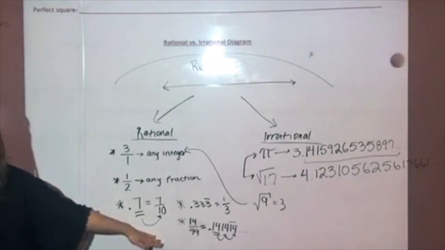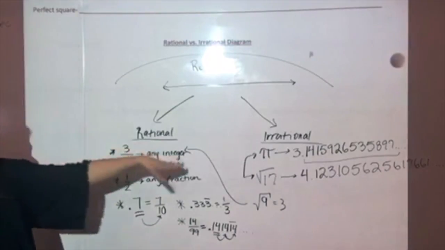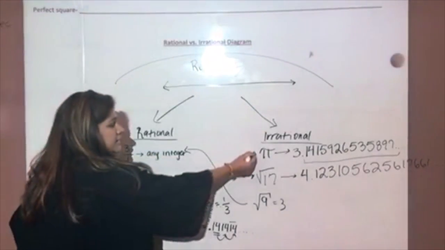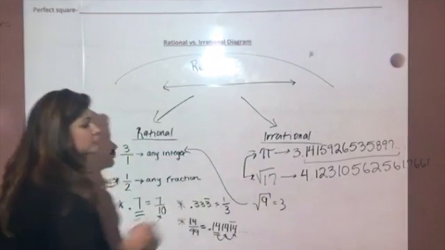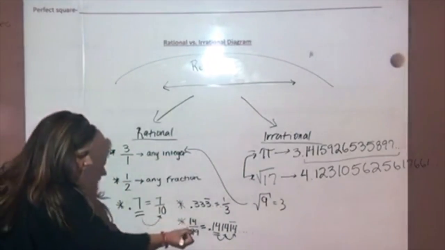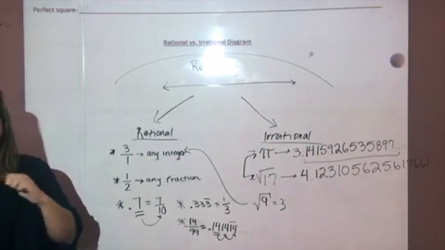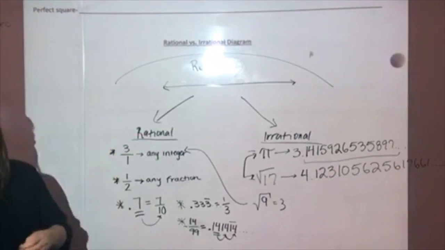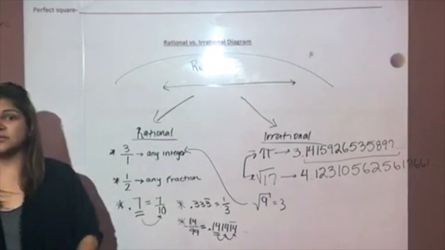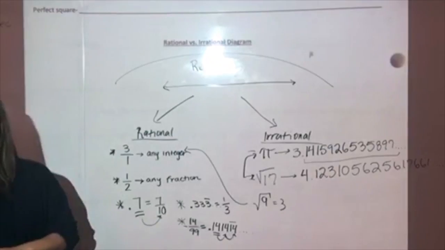And also, let's not forget our negative numbers. So remember, rational or irrational values, we can throw on a negative pi. We can throw on a negative radical 17, or a negative 14 over 99. They are still rational or irrational, and that's dependent on the decimal and not the negative sign.